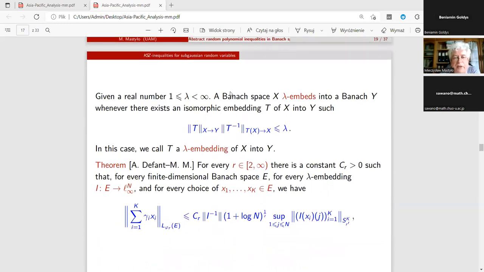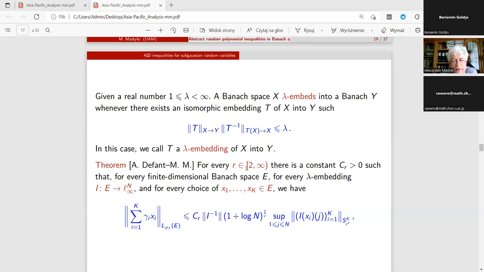So now, the definition of lambda embedding. You have a Banach space, and we say that X lambda-embeds into the Banach space Y whenever there is a linear continuous isomorphic embedding T of X into Y, because an isomorphic embedding means that the range is a closed subspace in Y. So this is an isomorphism on the range. This is one-to-one, and on the range we get an isomorphism, and we calculate the norm of the inverse from the range with the induced norm in Y, and we want the product of the norms to be less than or equal to lambda. So this is the notion of T being a lambda embedding.